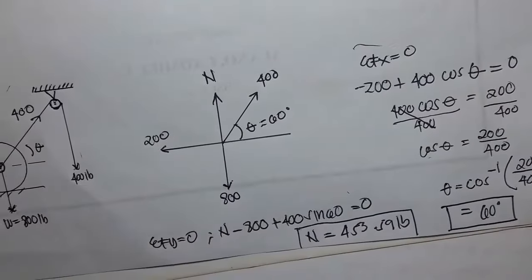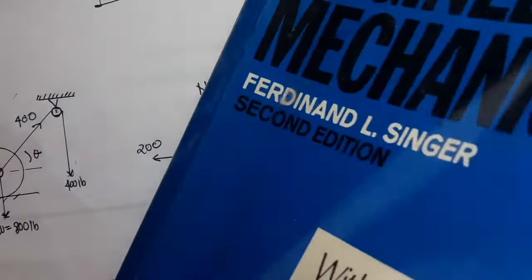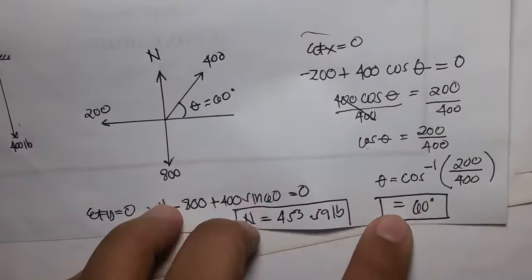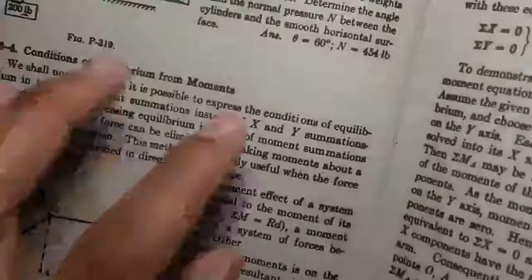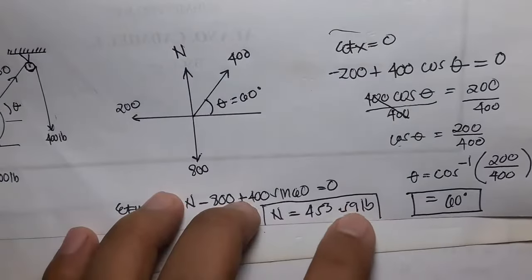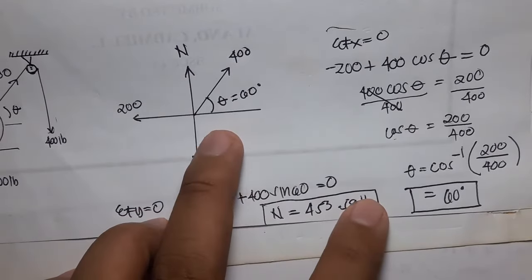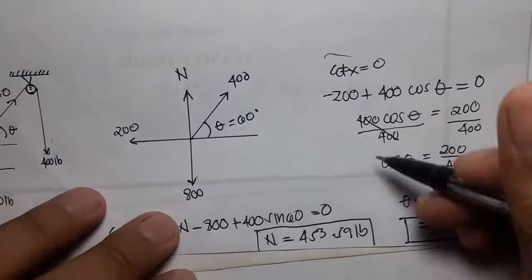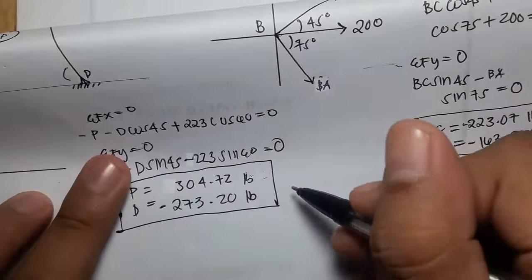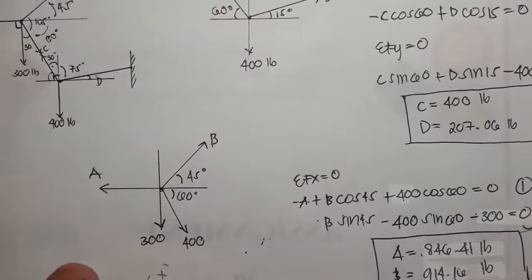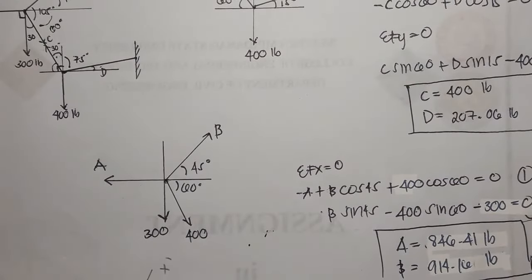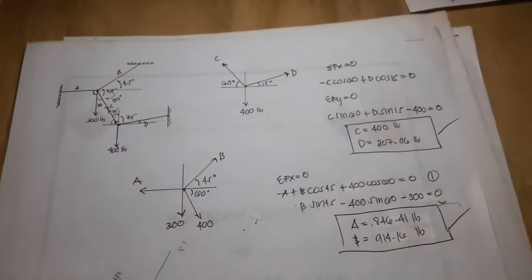This is our answer for problem number 3. The book has answers of 60 degrees and 454. So we just have a small difference from the answer of the book, but still we got the correct answers. So this is correct, this is correct also, and these two are correct. So that is my solution for our 3 problems.